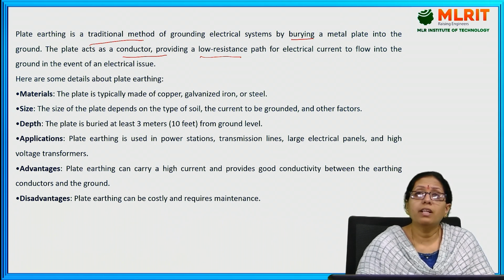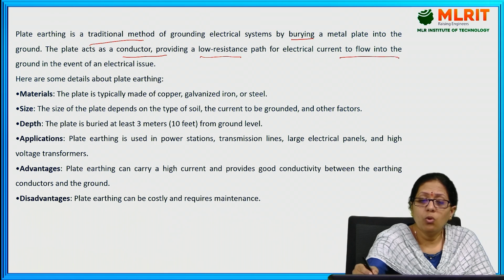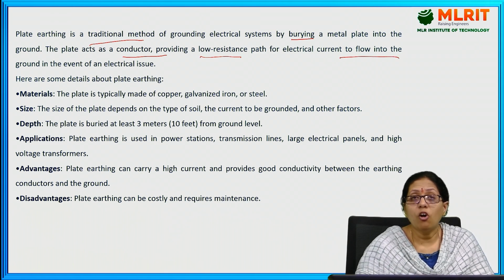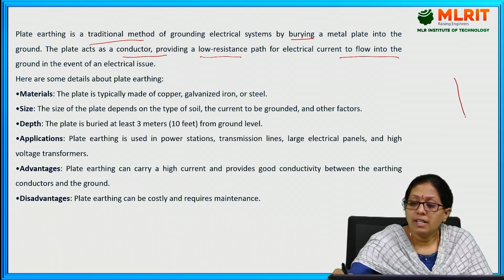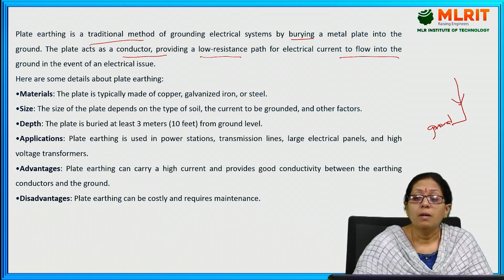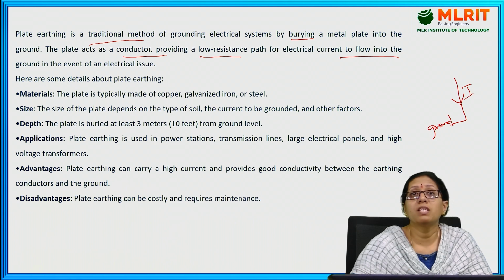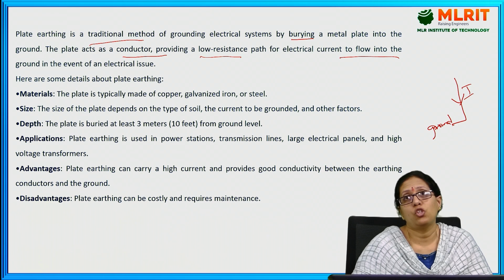For electrical current to flow into the ground. So whenever any fault occurs, the fault current is connected to the ground and that current flows through the ground via this plate, because this plate is a good conductor, and the current flows through the plate into the ground in order to prevent electrical shock.